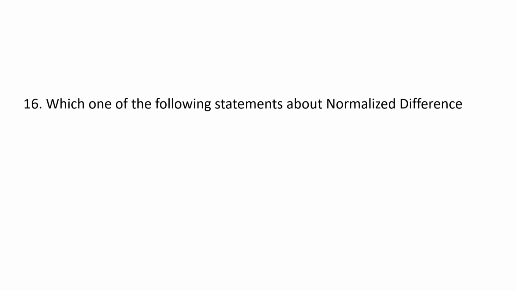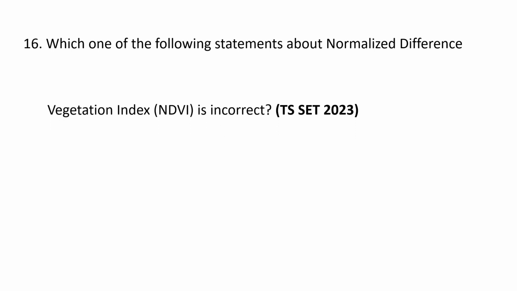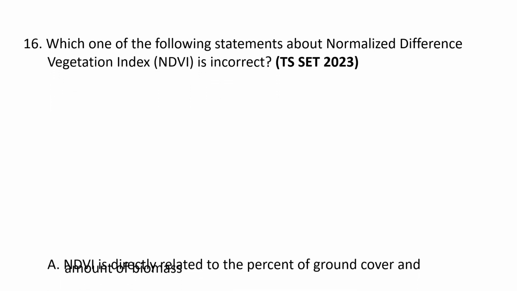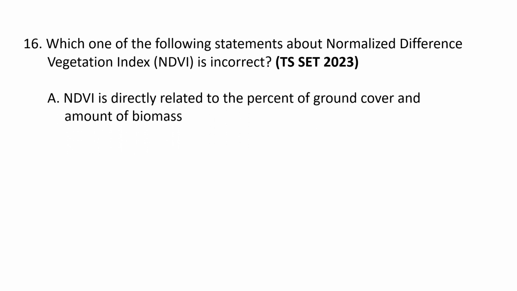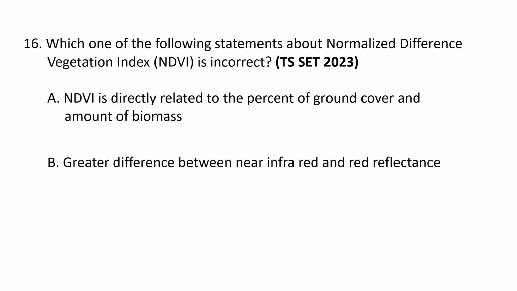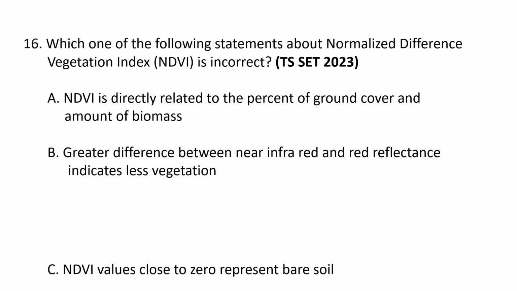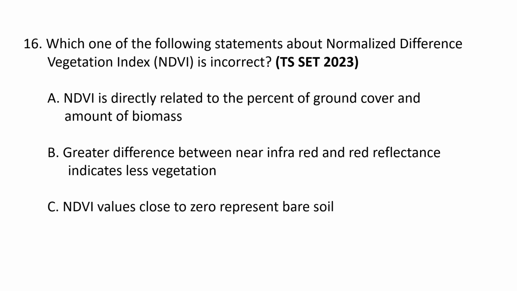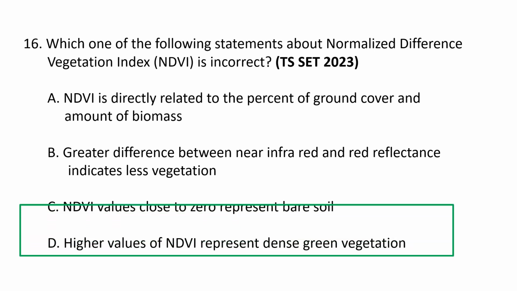Next question. Which one of the following statements about normalized difference vegetation index, that is NDVI, is incorrect? So the options are: A. NDVI is directly related to the percent of ground cover and amount of biomass. B. Greater difference between near infrared and red reflectance indicates less vegetation. C. NDVI values close to zero represent bare soil. And D. Higher values of NDVI represent dense green vegetation.